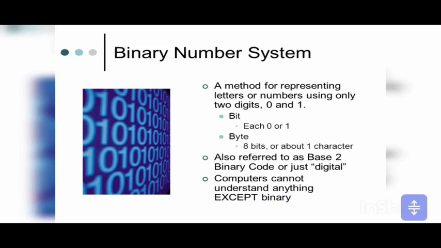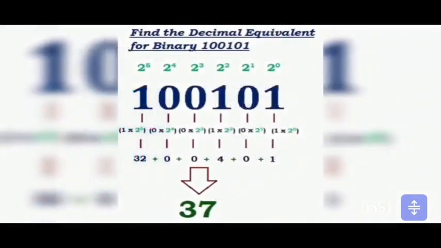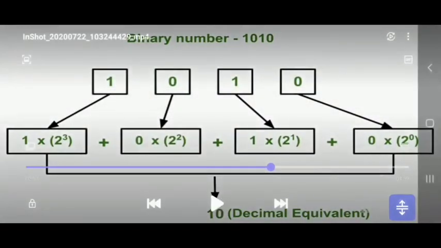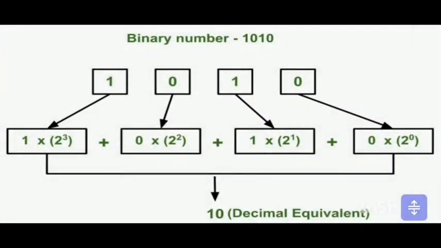To convert a binary number into decimal form, in the last part we learned how to convert decimal into binary. Here, we can see a binary number converted into a decimal number, that is 100101, and the answer is 37. In this form, we can understand the binary number 1010.